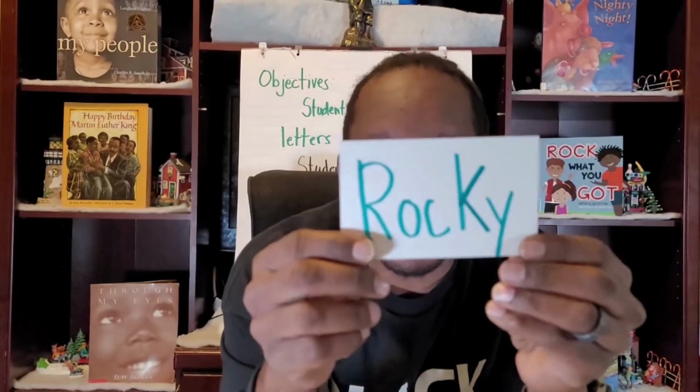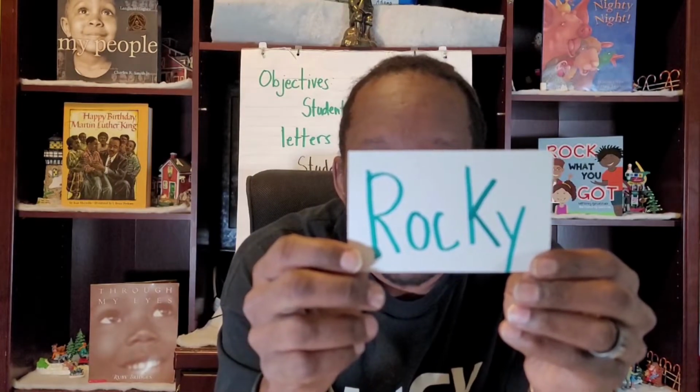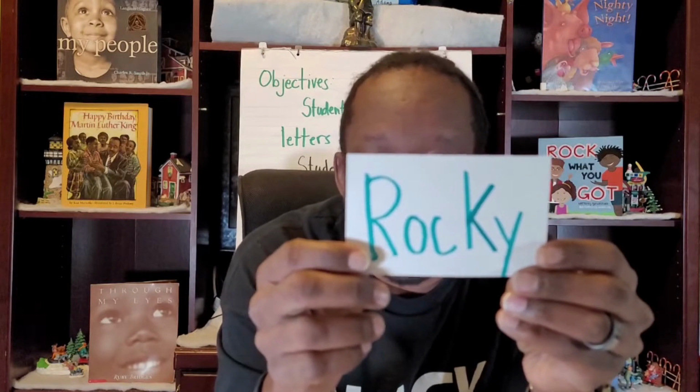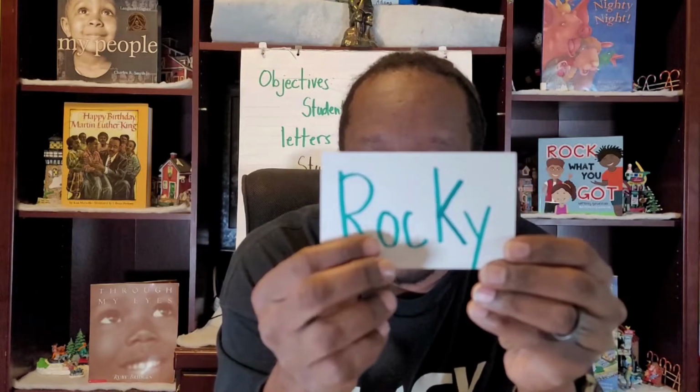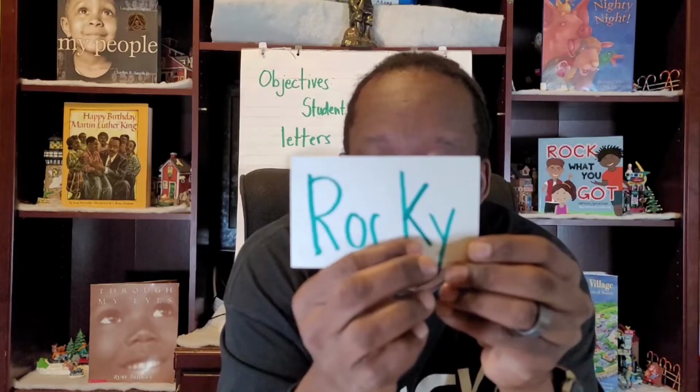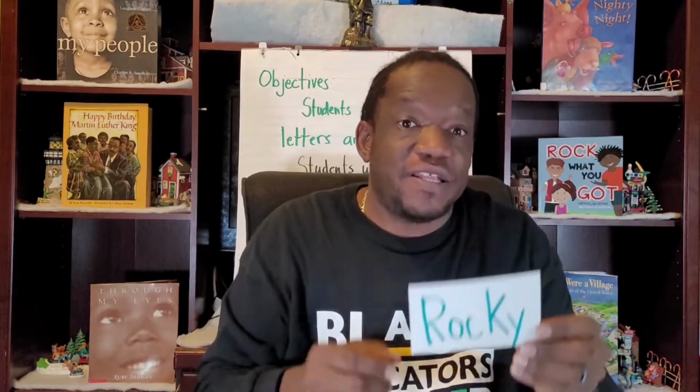And whose name is this? Rocky. Yes, that's Rocky. Hi, Rocky. Let's spell Rocky. R-O-C-K-Y. Right, that's a capital R. All names start with capital letters.